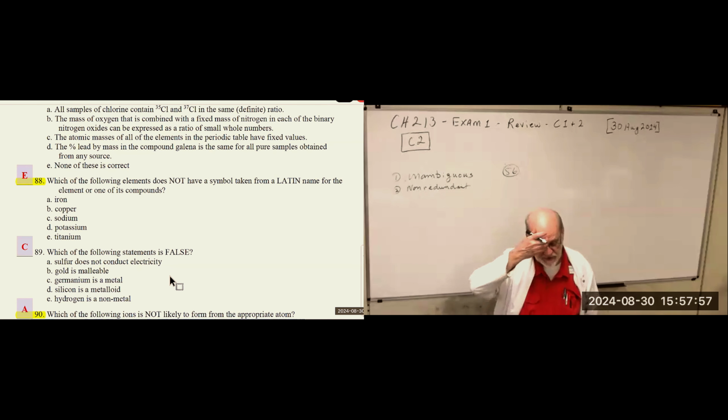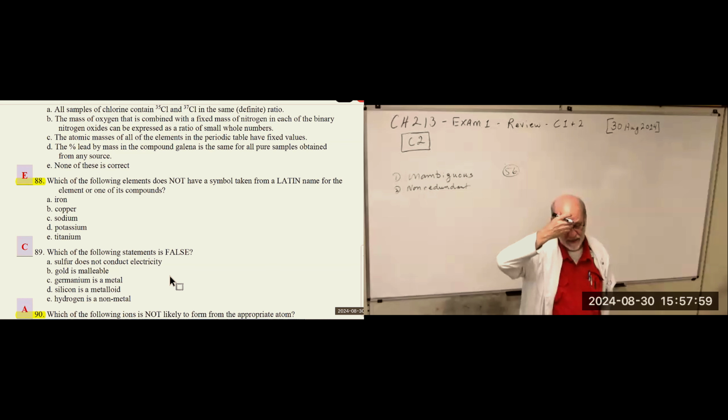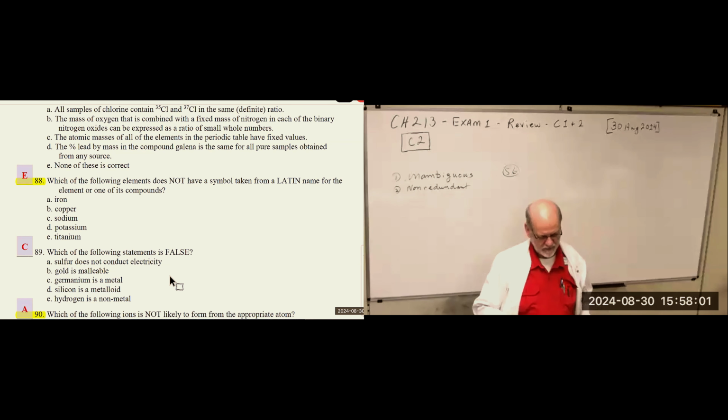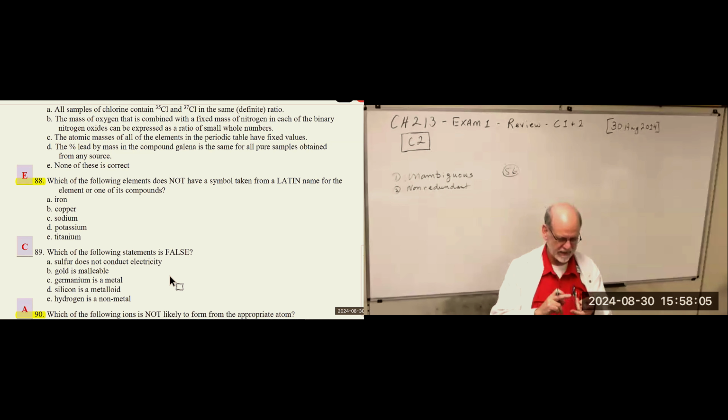Which of the following elements does not have a symbol taken from the Latin name for the element? Fe for iron, Cu for copper, Na for sodium. Those are all Latin. K for potassium, titanium, Ti. That's not from a Latin source.